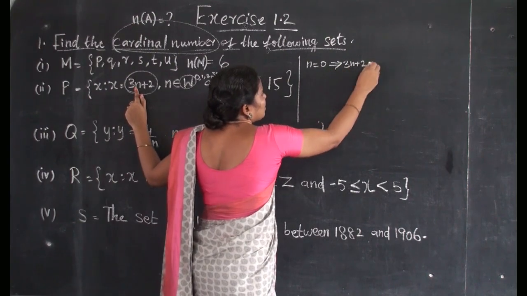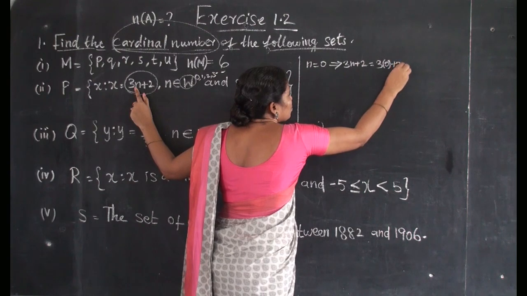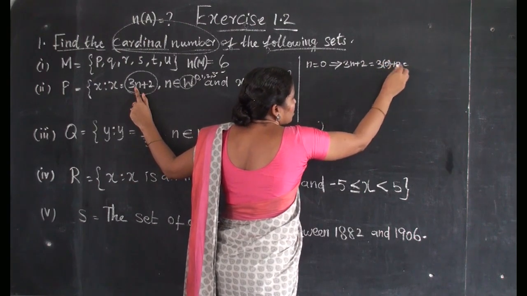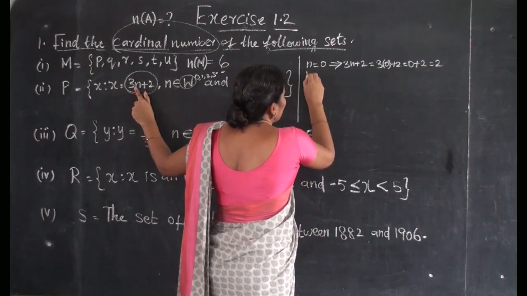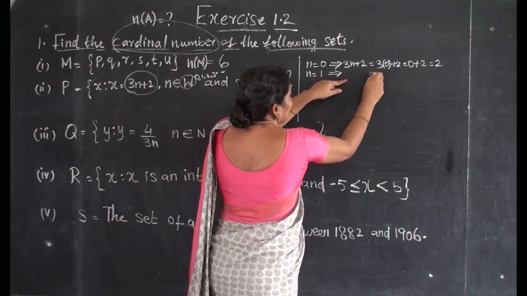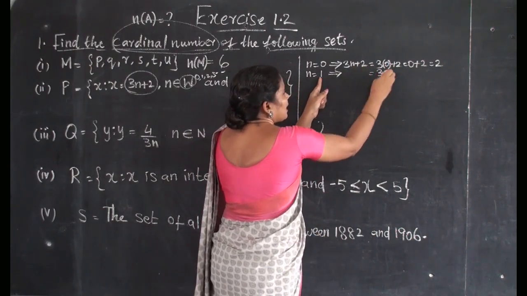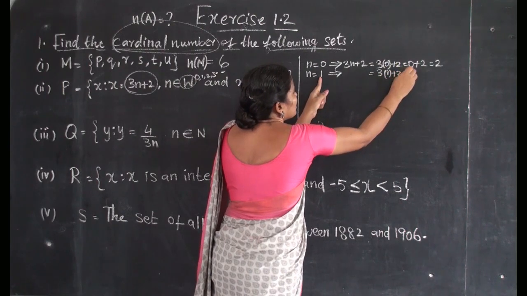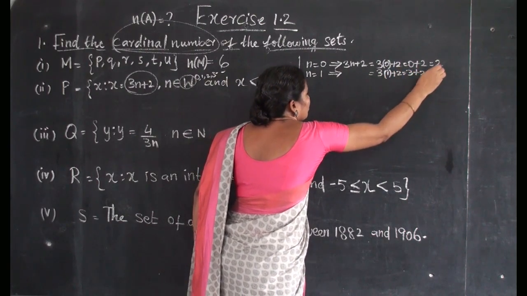n is equal to 0. So 3 in the place of n: 3 zeros are 0, plus 2 is equal to 2. Taking n is equal to 1, in the place of n write 1: 3 ones are 3, 3 plus 2 is equal to 5.